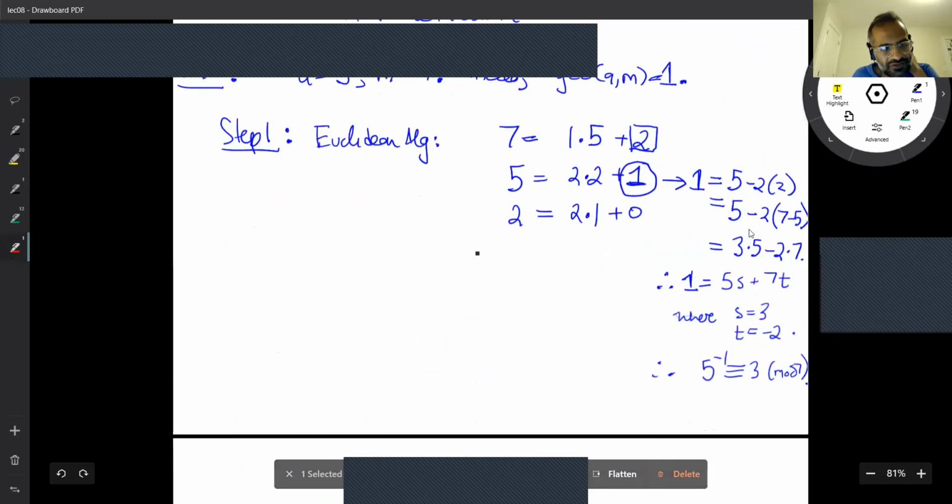So step 1 is the Euclidean algorithm, and then step 2 is, oh, I was writing in blue the whole time. Interesting. Okay, so step 2 is just output S mod 7. It's not a very difficult computation. Okay, any other question?